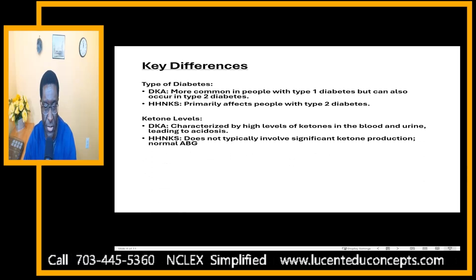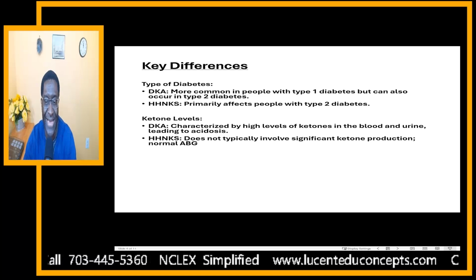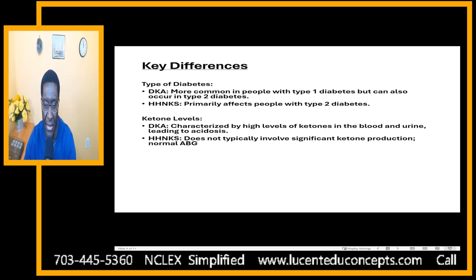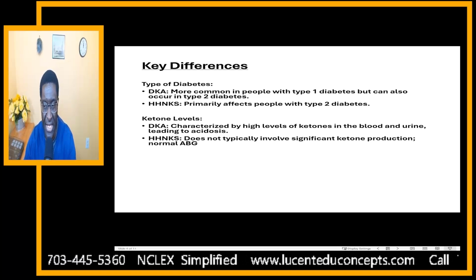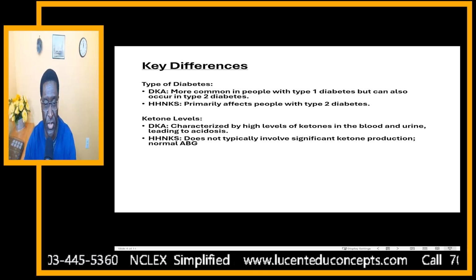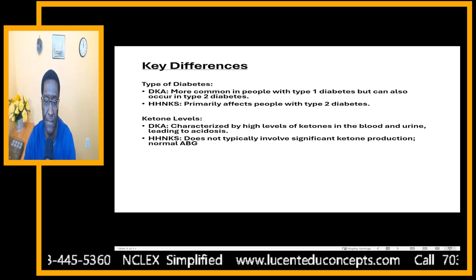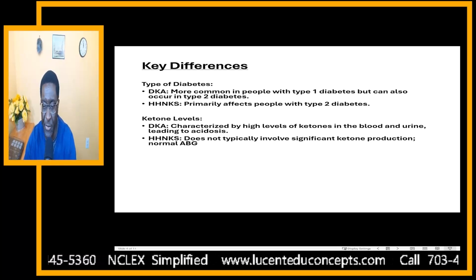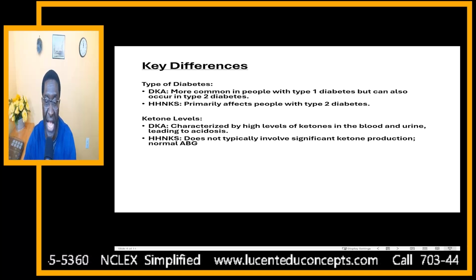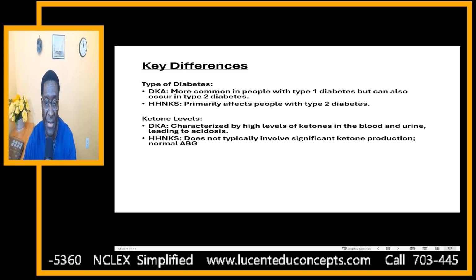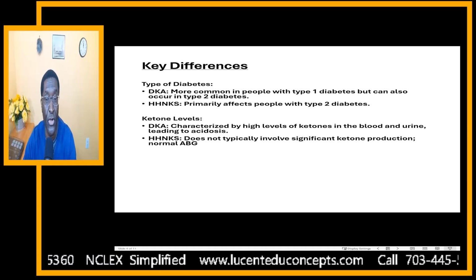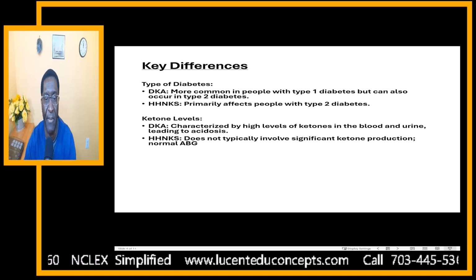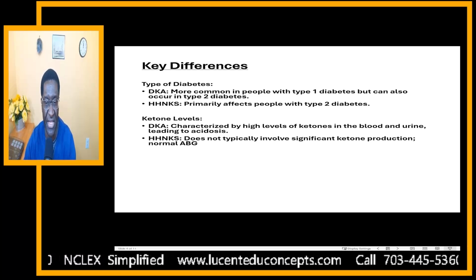What about ketone levels? DKA is characterized by high levels of ketones in the blood and urine that lead to acidosis. When you have ketones in the urine, you have ketonuria. HHNKS does not typically involve significant ketone production. So with HHS, no ketones. And when you check your ABGs, arterial blood gases, mostly everything is normal.